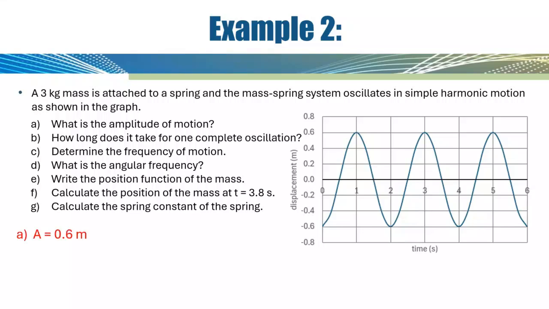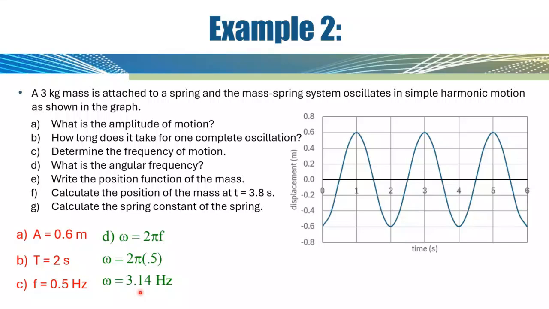All right, letter A, what is the amplitude of motion? I can read the amplitude right off the graph, 0.6 meters. Letter B, how long does it take for one complete oscillation? I can see that that is 2 seconds. Letter C, determine the frequency of motion. Frequency is 1 over period, so 1 over 2 is 0.5 hertz. Letter D, what is the angular frequency? That is taking my frequency and multiplying by 2 pi. So I get an angular frequency of 3.14 radians per second.